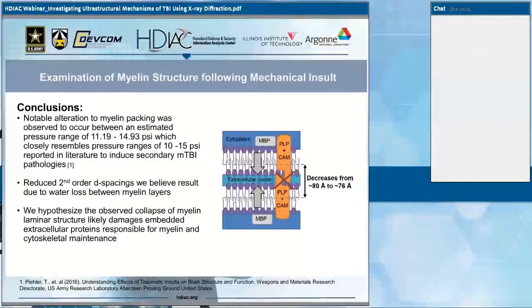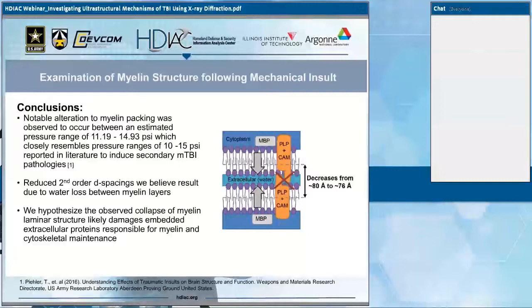So we believe that the observed decrease in second-order despacing is the result of reduced water content between the membrane layers. Scenarios that could be inducing this include the outflow of water from between the layers of myelin directly from the mechanical load, or possibly even compromise to embedded structural proteins, which could lead to a slight collapse of the myelin packing and subsequent water outflow.